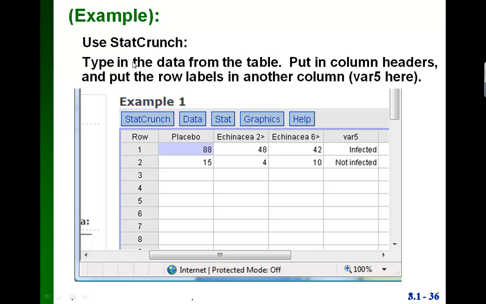And again, we're going to look at using StatCrunch to find our test statistics and critical values. So what we would do with StatCrunch is we would just type in the values from our table, and I go ahead and label these so that I know what I'm looking at. And you also have to put your row labels in another column. So in this case, I put them in that last column.